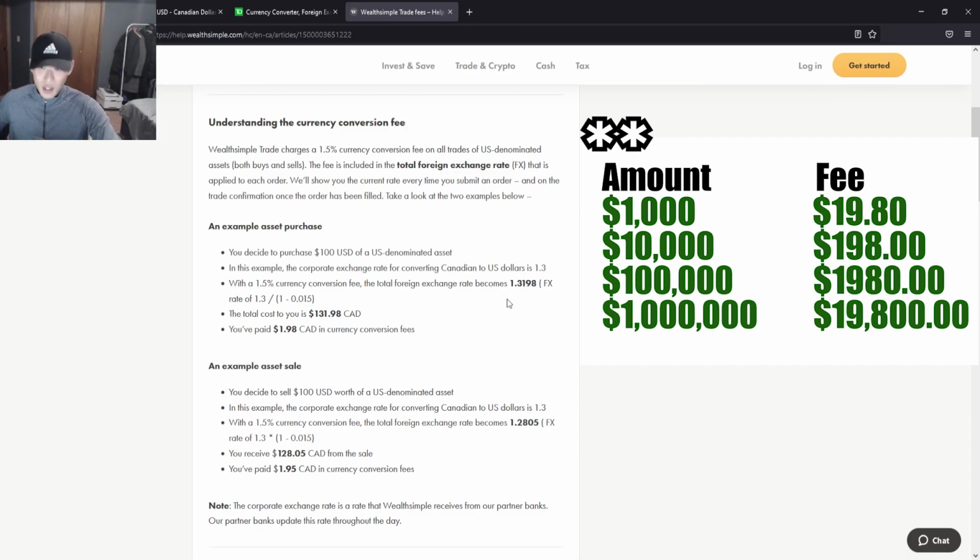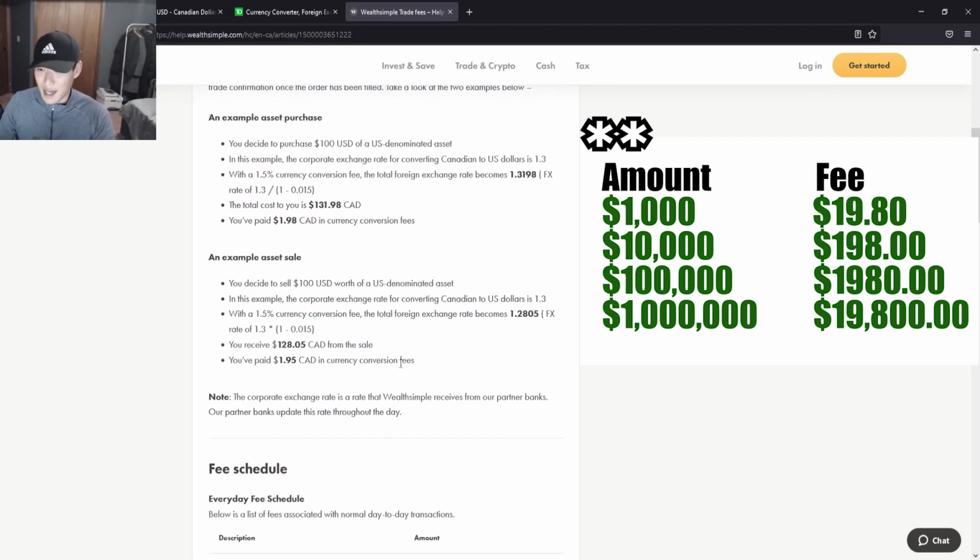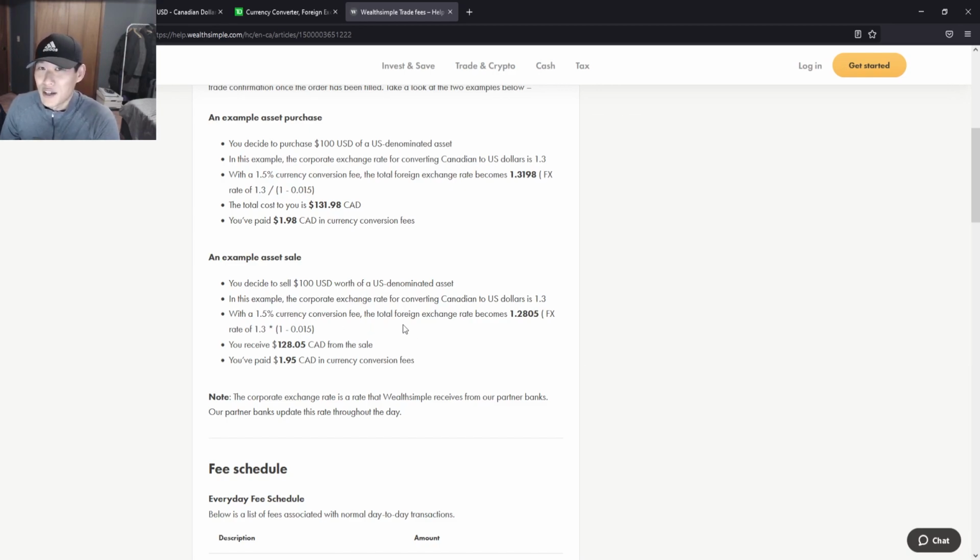Okay, so now if we're going to the selling side, here's the perfect example. $100, same thing, conversion rate of 1.3 and the 1.5% conversion fee. It's a fee. It's not a trading fee. It's a conversion fee. The exchange rate would become 1.2805 to sell. You would receive $128.05 from the sale. So you paid $1.95 for that sale, because if you add $1.95 to the $128.05, you get $130 Canadian, which perfectly converts to the 1.3. That is the exchange rate.